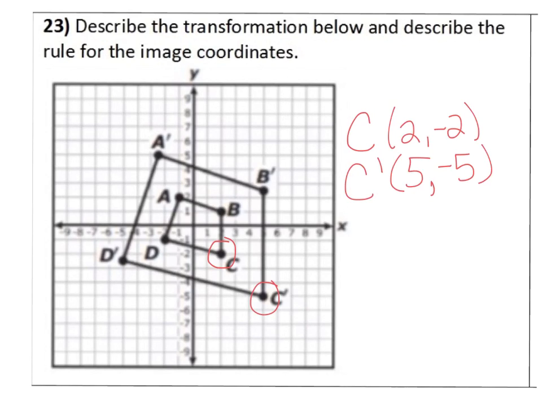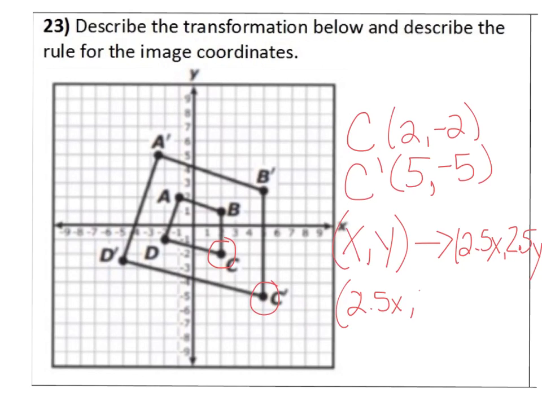multiplied by 2.5. So x and y is what we started with. It gets transformed by getting multiplied by 2.5x and 2.5y. I'm not sure if you can see that. I'll write it down here. 2.5x and 2.5y, like that.